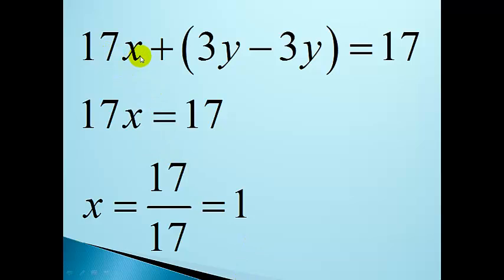Now from 17x plus 3y minus 3y equals 17, we said that 3y minus 3y will give us 0, and 0 plus 17x will give us 17x. So we have 17x on the left hand side is equal to 17 on the right hand side. Because we are solving for x, we divide the left hand side by 17 and we divide the right hand side by 17. When we divide the left hand side by 17, we are left with x. When we divide the right hand side by 17, we have 17 divided by 17, and the result is 1. That means that the value of x is equal to 1.